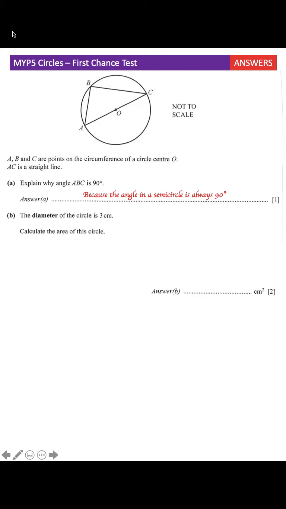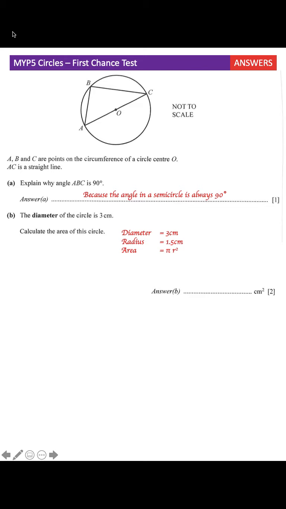You've got the diameter of a circle, AC, making a third angle at the top, B. So B is in a semicircle. Angle in a semicircle is always 90 degrees. The diameter of the circle is 3 centimeters. Calculate the area of the circle.